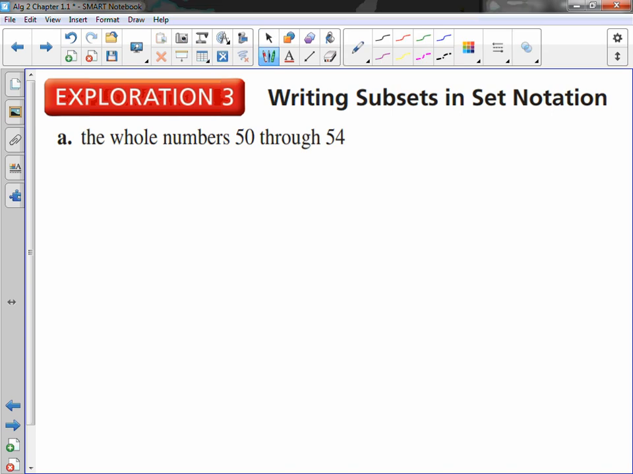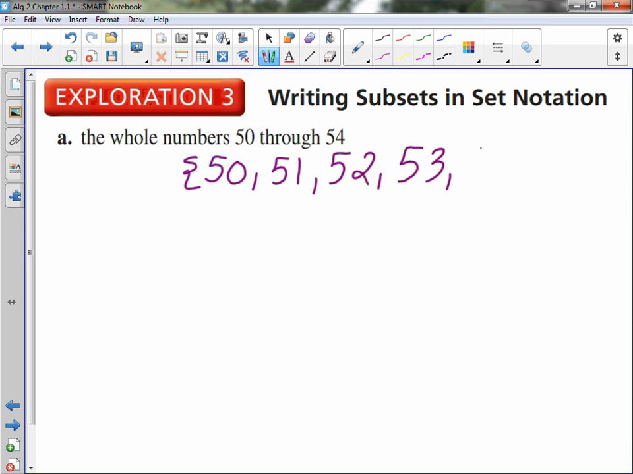Now, I'm going to show you there's different ways we can do this, because 50 through 54 is not a whole lot of numbers, especially whole numbers, because we're not talking about decimals or fractions or the irrational numbers. We're only talking about 50 through 54. So our first number is 50, and then we have 51. Then it would be, that's it, because that is the set of whole numbers, because those are all whole numbers, yes? 50 through 54.